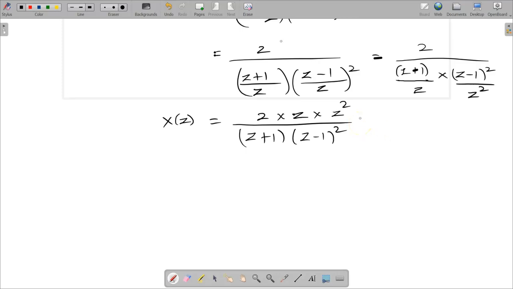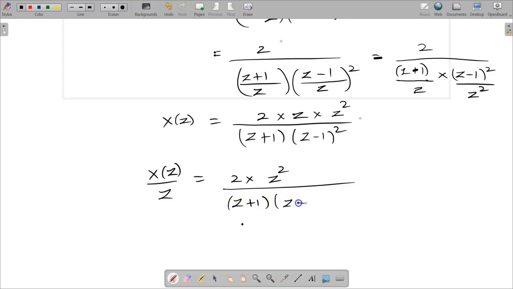Before applying the partial fraction we have to take one Z to the left hand side. So X of Z divided by Z. So for this term only we need to apply the partial fraction. So take one Z to the left hand side. So what are the remaining terms in the numerator? It is 2 into Z square because we have taken Z to the left hand side, divided by denominator it is Z plus 1 into Z minus 1 the whole square. So for this term we can apply the partial fraction.